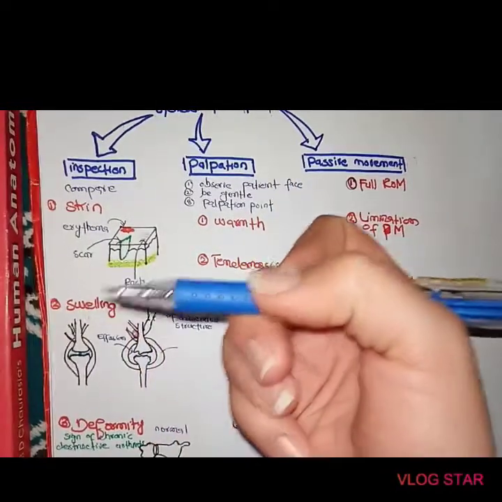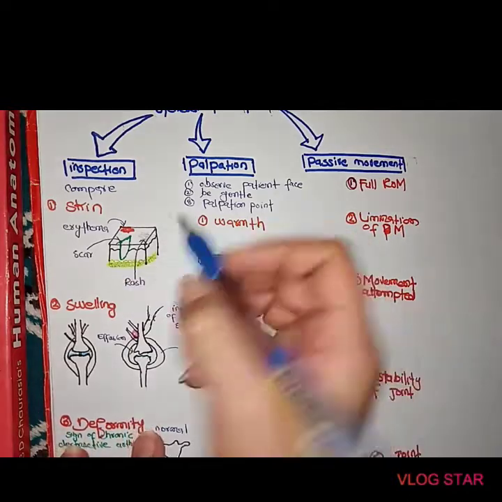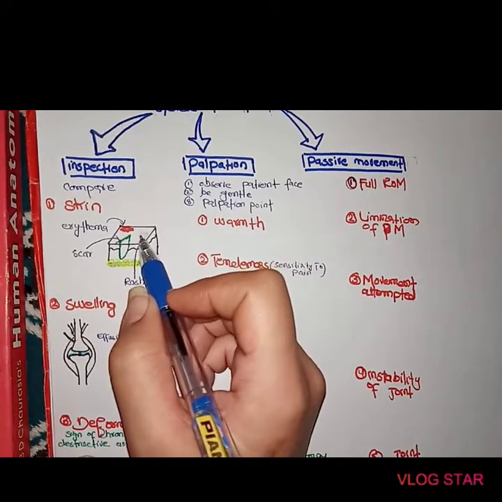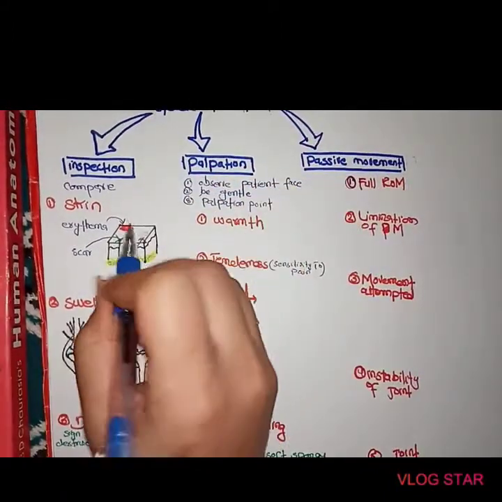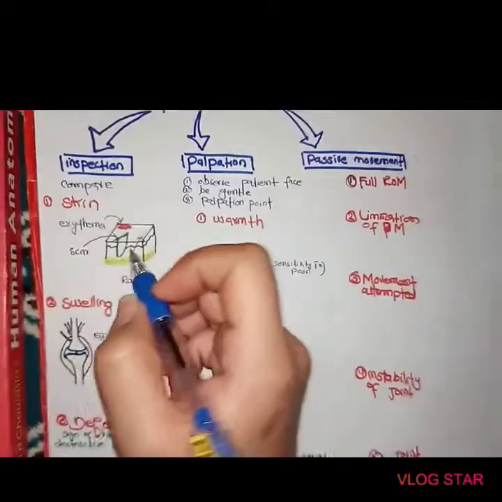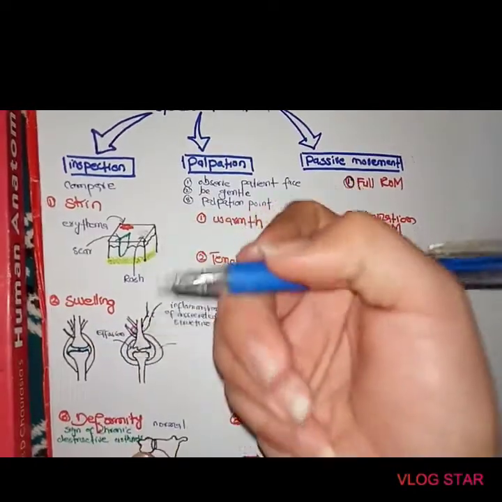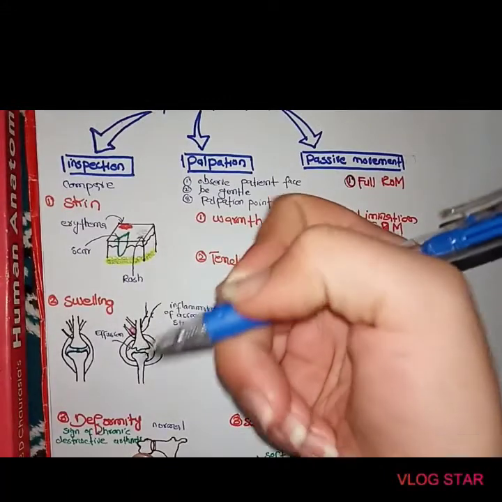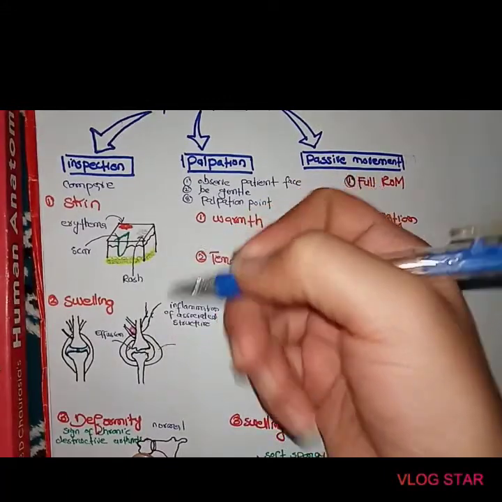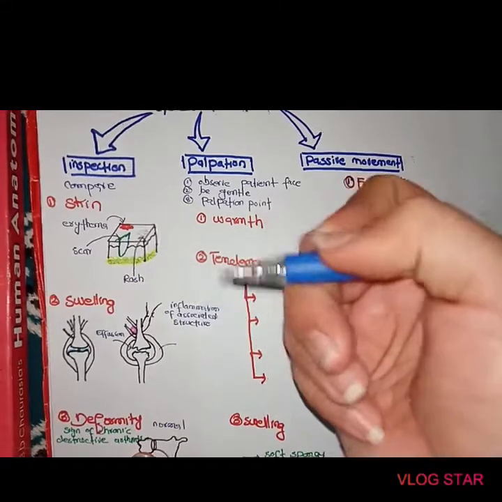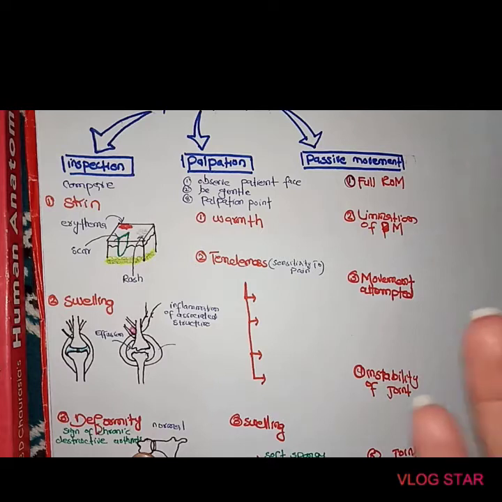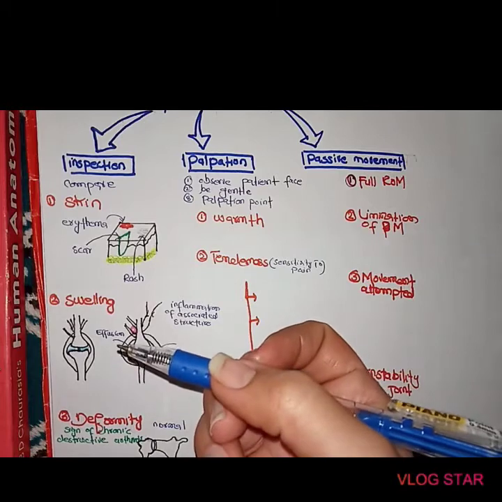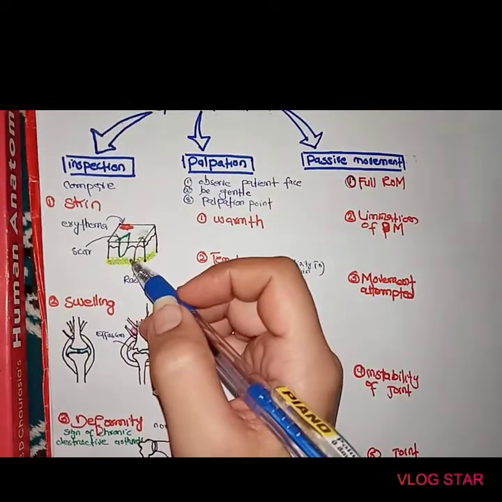If you observe any redness on the skin, it means that there is erythema, and the redness of the skin indicates some kind of inflammation. So why does inflammation cause erythema? Inflammation causes erythema because inflammation is a vascular response. Students confuse inflammation with swelling, but inflammation is not swelling. Inflammation is actually a vascular response to any kind of injury or insult.